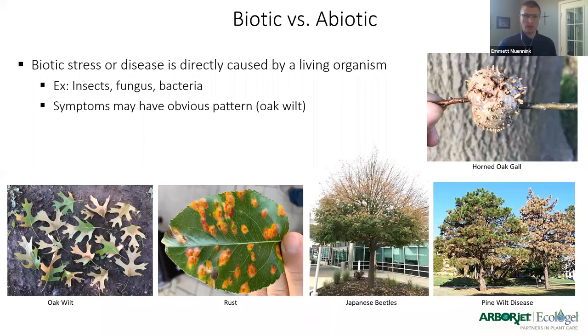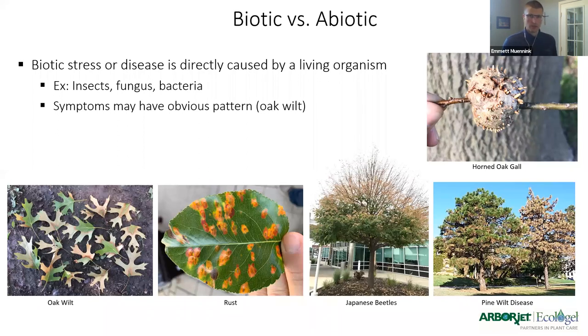The photo that's second from the left, it says rust underneath it, that's on a Bradford pear. I can see that symptom. I know right off the top of my head that that's rust. If I look on the underside of that leaf, I can actually see the rust pustules underneath there. So there's signs and symptoms associated with living things that make it really easy to diagnose.